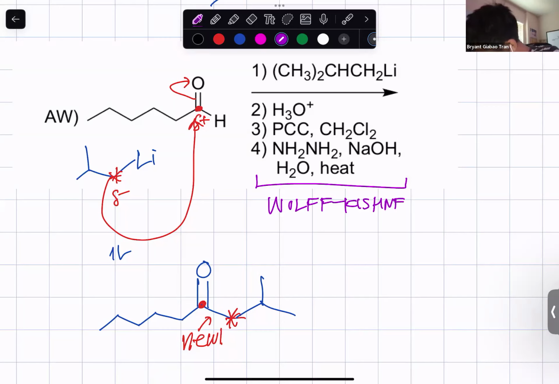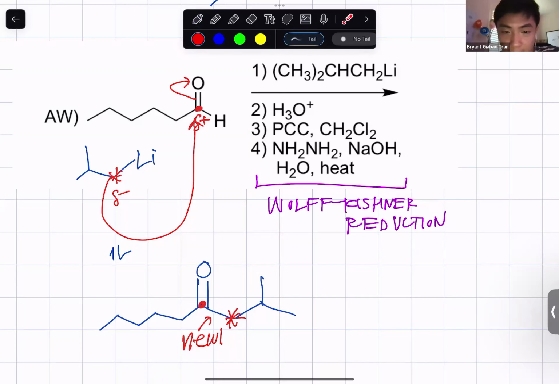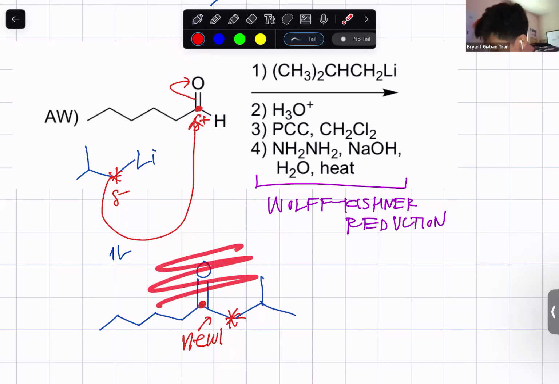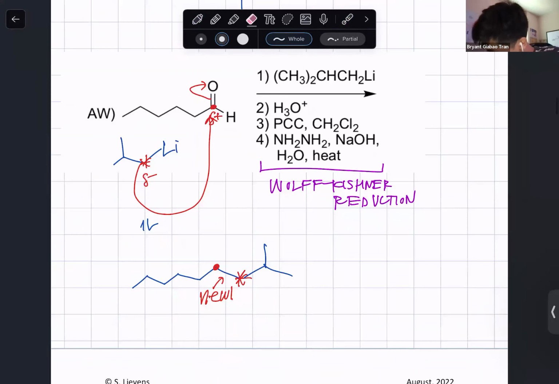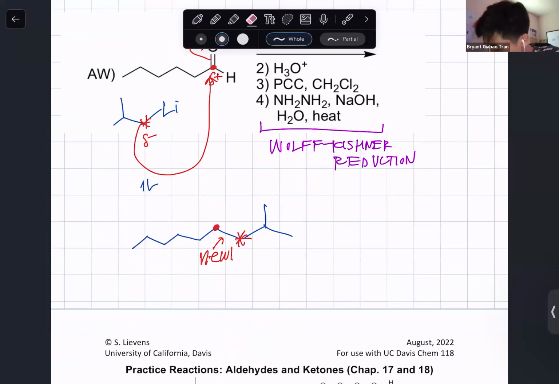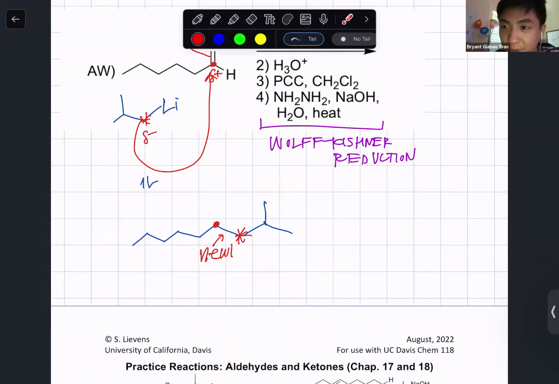Wolff-Kishner reduction. Right? And whenever you see these reagents and you think of Wolff-Kishner reduction, the easier way to predict the product is that the carbonyl will go away, right? You just get rid of the carbonyl completely. Okay. And this would be your final answer here. Okay. It won't be imine formation.